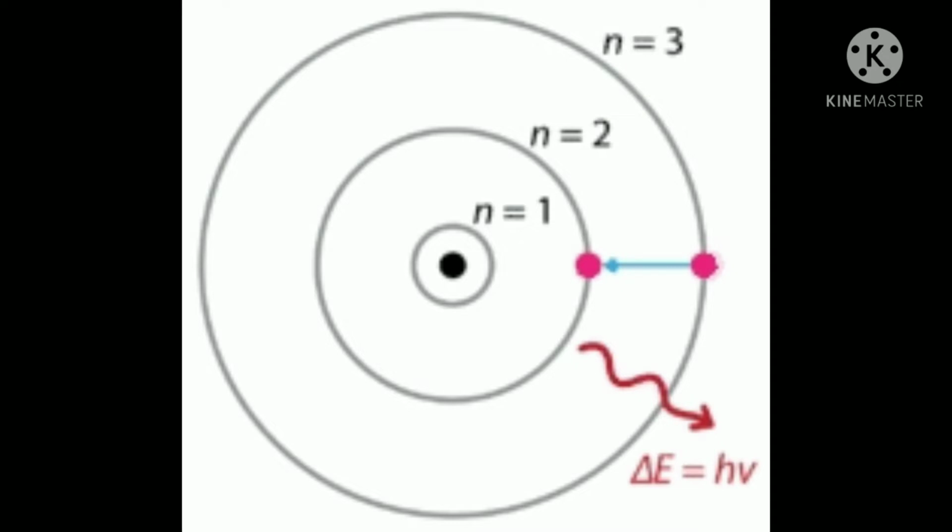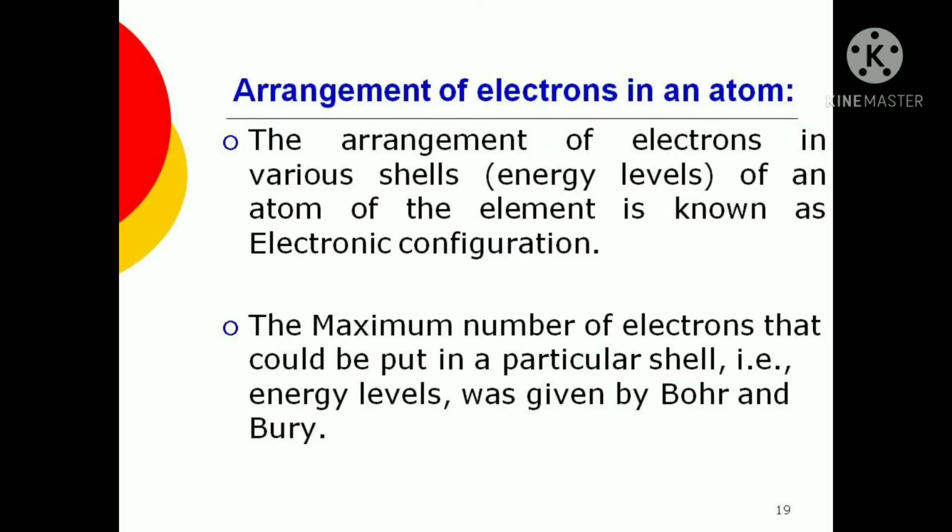You can see in the diagram, there are different energy levels in the atoms of all elements. Bohr divided them into different shells or levels, 1, 2, 3, 4, and named them K, L, M, N. From each level, when the electron moves, only then does it release energy, like you saw in the last diagram. This arrangement of electrons in different orbits, shells, or energy levels, we call electronic configuration. The maximum number of electrons that could be put in a particular shell or energy level was given by Bohr and Bury.